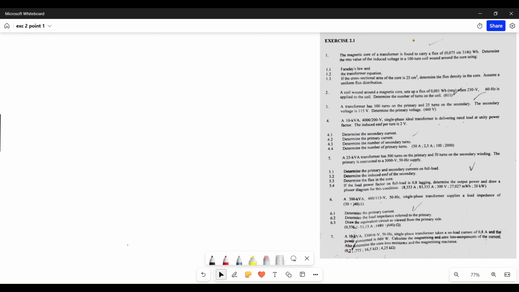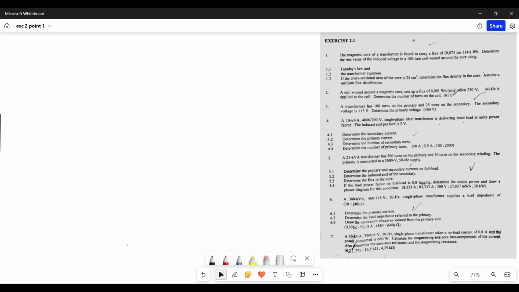A 100 kVA, 4000/200 single phase ideal transformer is delivering rated load at unity power factor. The induced EMF per turn is 2 volts. Determine 4.1 the secondary current, 4.2 the primary current, 4.3 the number of secondary turns, 4.4 the number of primary turns.